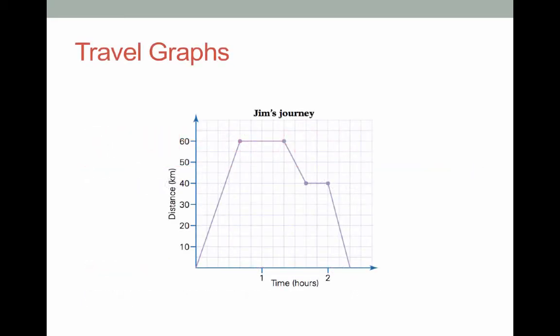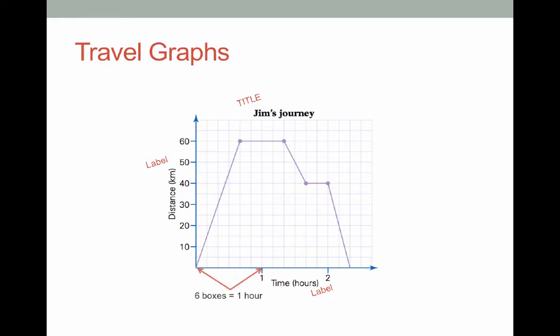Here's an example of a travel graph. You'll notice that we have some labels. We have a title, Jim's journey, and we have some labels, time on the horizontal axis and distance on the vertical axis. This is how travel graphs usually work. Time down the bottom, sometimes it's given as an actual time like 9 a.m. or 10 a.m. and things like that, and distance on the left hand side.